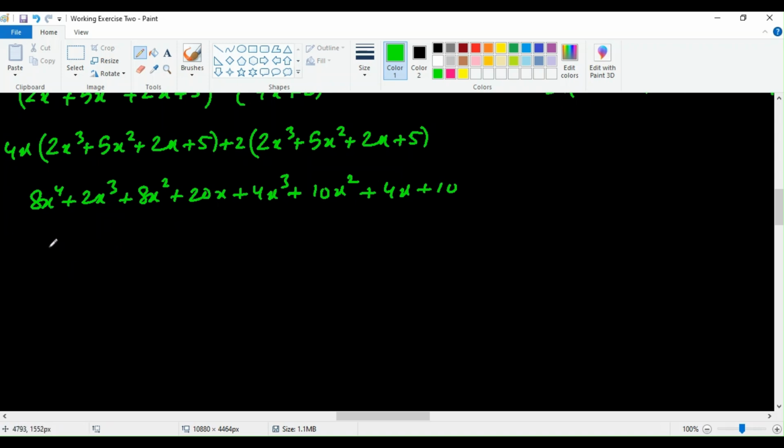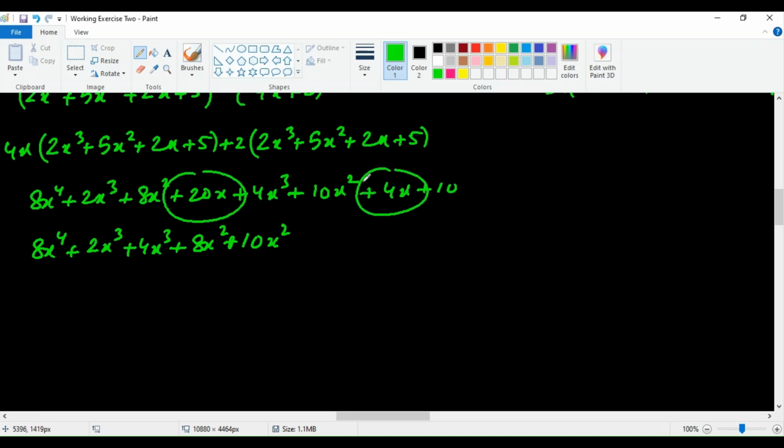Now we are concluding it and keeping the like terms together. First I have written x power 4. There is no like term with this. So first I will write 2x cube, and then I will write plus 4x cube from here. These two are like terms. Then comes plus 8x square and plus 10x square. So I will write as it is, 8x square and plus 10x square. Then comes the value of plus 20x and plus 4x. So I will write plus 20x.